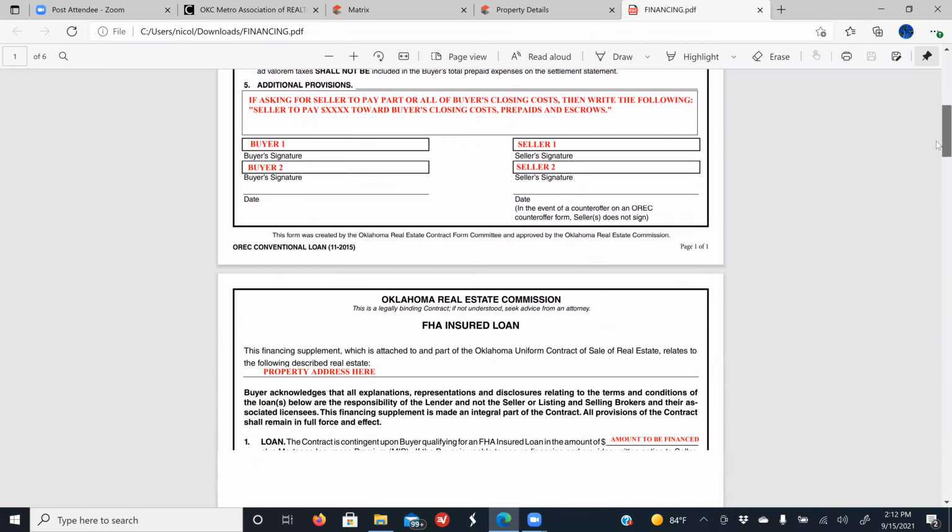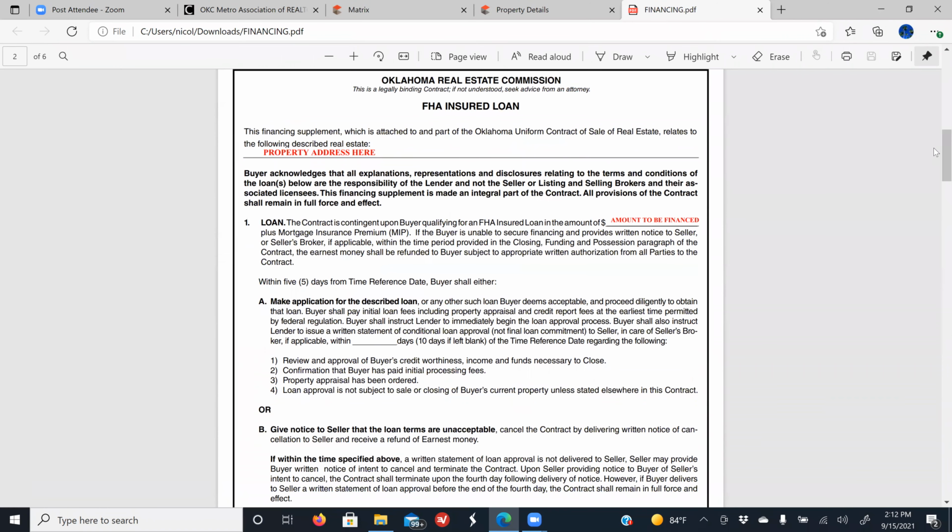Now we're going to move on to the FHA loan. That one was for conventional. If your buyer is doing an FHA loan, this is similar, but there are some differences that I want to walk through. Again, very top, property address. At the top of the form, section 1, again, amount to be financed goes into this first blank. Now on an FHA loan, the minimum down payment is 3.5% instead of the 5% for the conventional.